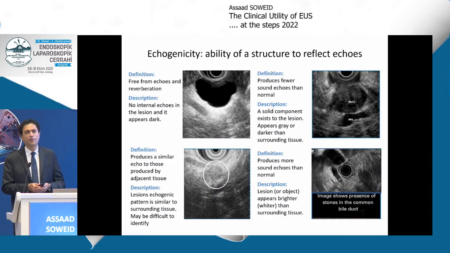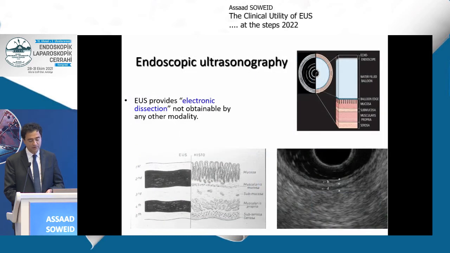And we use a lot of terminology. This is more familiar among our radiology colleagues, like echogenicity. If it's black, it is anechoic, which is usually liquid, and then you can have isoechoic, which is the same as the adjacent structures. You can have hypoechoic, which is mostly malignancy, and hyperechoic calcifications or stones. So this is the language we use when we describe things on endoscopic ultrasound.